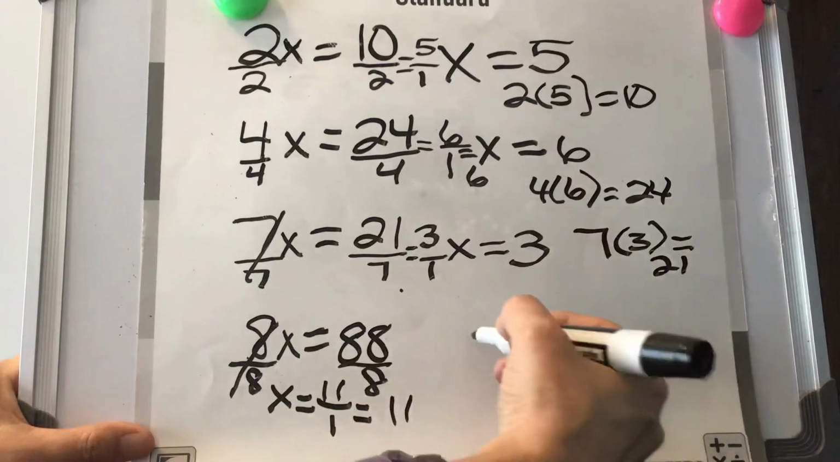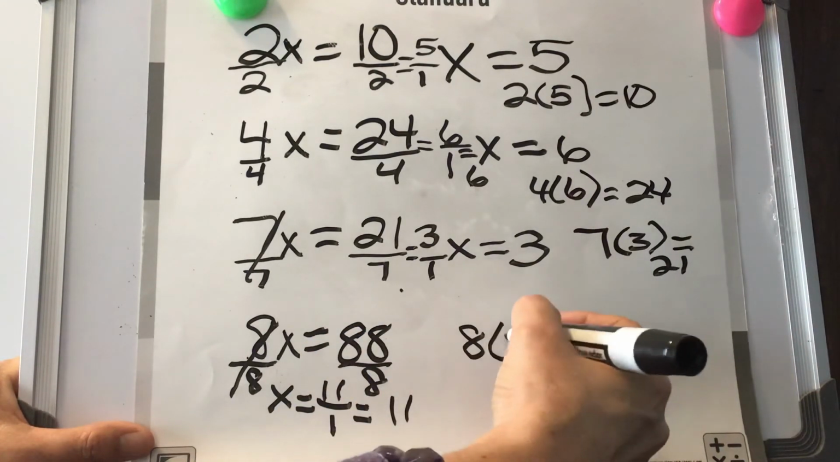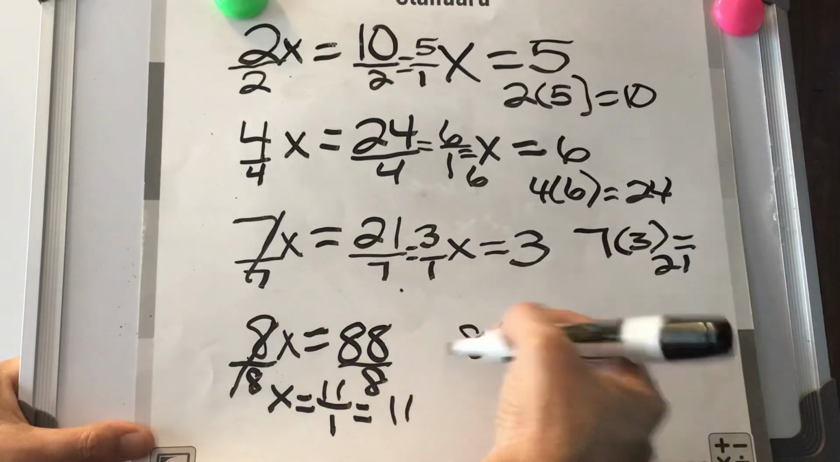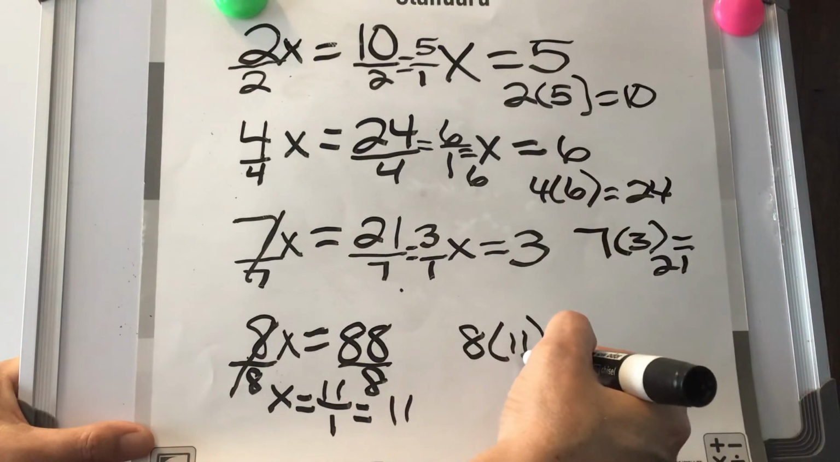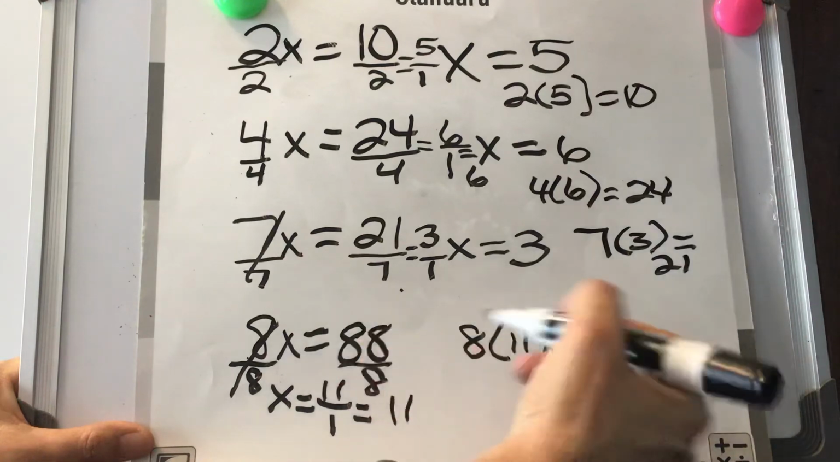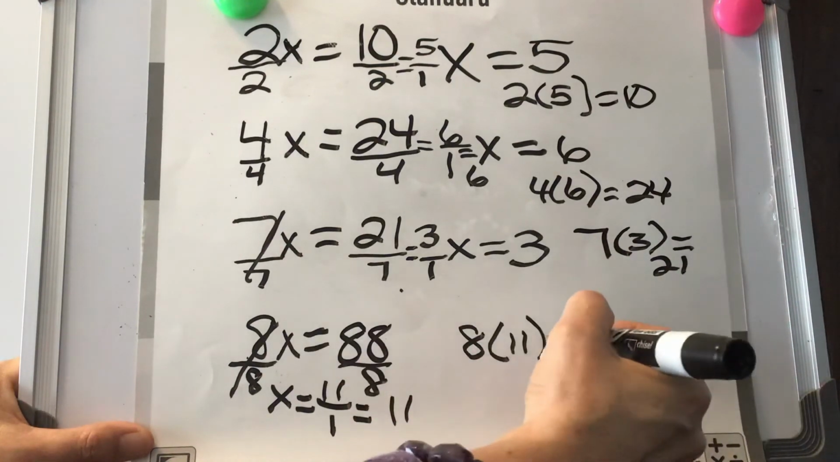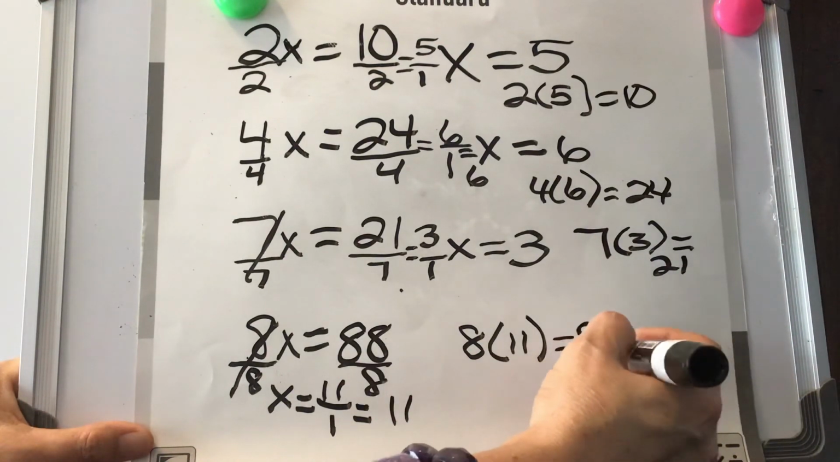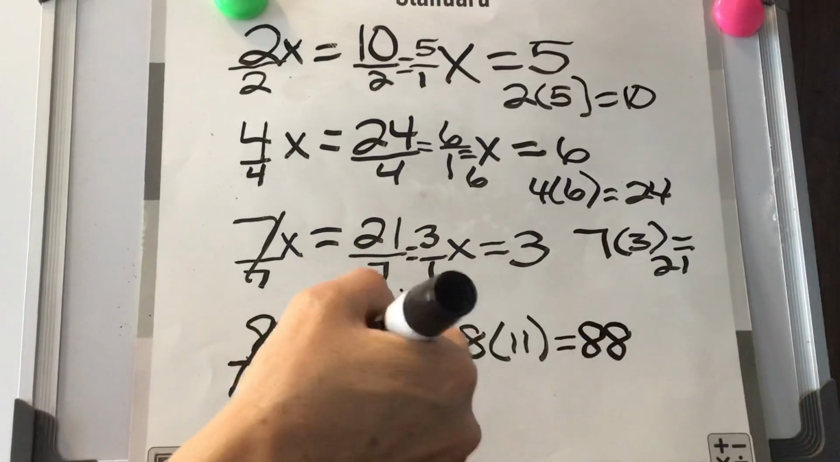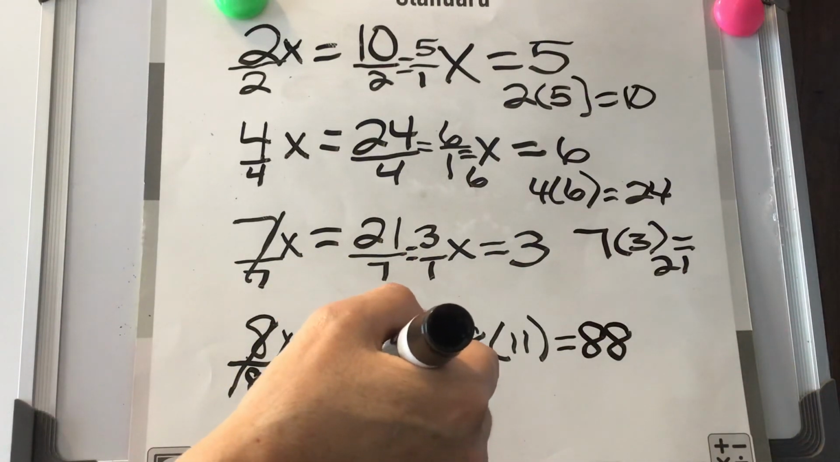So let's plug it in. 8 times 11. When I say plug it in, you're putting the number, your answer, into where the variable is, the letter. 8 times 11 equals 88, and that is correct. So you always should double check your answers to make sure that they are correct.